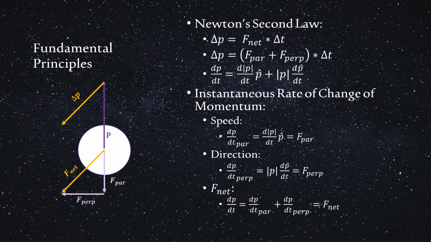The fundamental principles of this lab are Newton's second law and the instantaneous rate of change of momentum. As you can see for Newton's second law, we have change in momentum equals F net times change in time. This can be manipulated to equal dp/dt in this equation. The instantaneous rate of change of speed equals F parallel, and the direction is F perpendicular. Together, they create F net as well.